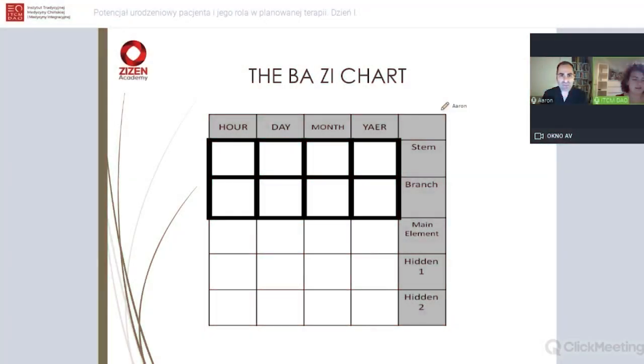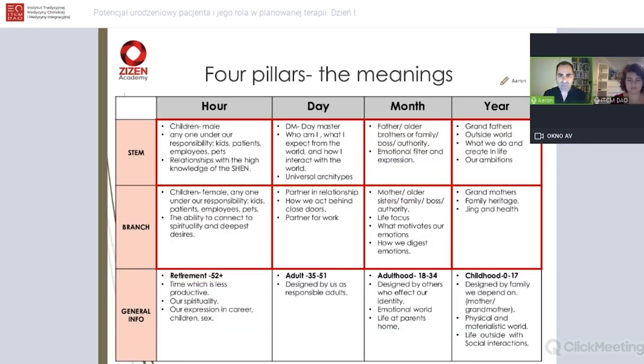Okay, so now we're going to dive deeper into this chart with the next slide, where we'll understand what each box is representing. So we have the 4 different pillars of representations, and for each specific place, a different representation. We're going to talk about it.